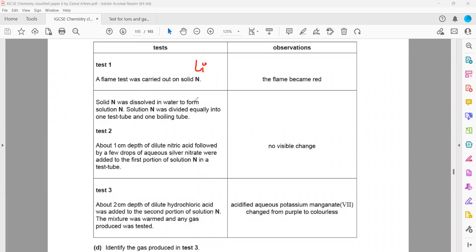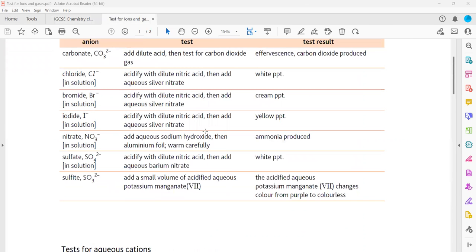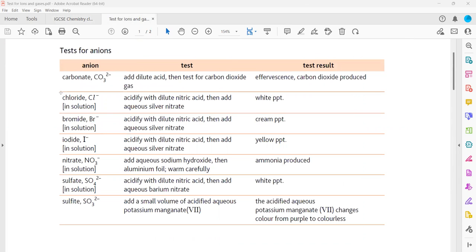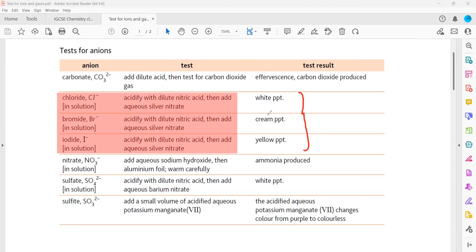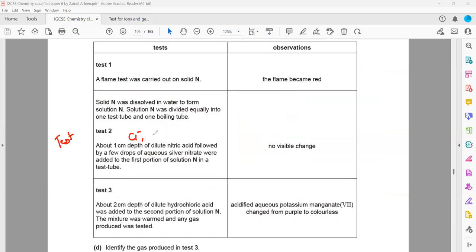Then solid N was dissolved in water to form solution N, and about 1 cm cube of nitric acid followed by silver nitrate was added. Nitric acid followed by silver nitrate is a test for halides like chloride, bromide, and iodide. There is no change, so we can say there is no chloride, bromide, or iodide present. This was a test for the halide ion, but there's no visible change, so no halide ion is present.